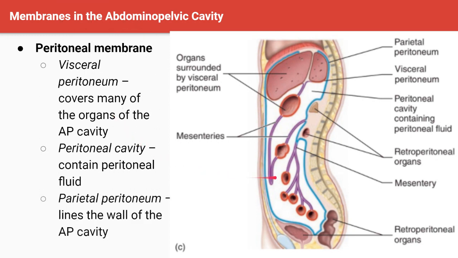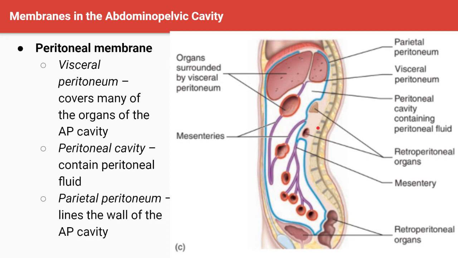This lines the walls. Okay, so see this blue line that goes all the way around the cavity, kind of almost forms one big membrane all the way around. That's going to be the parietal peritoneum. Each organ would have a visceral peritoneum surrounding it. So, stomach, liver, gallbladder, spleen, kidneys, everything would have a visceral peritoneum surrounding it. Mesenteries, we'll see that here in just a second.